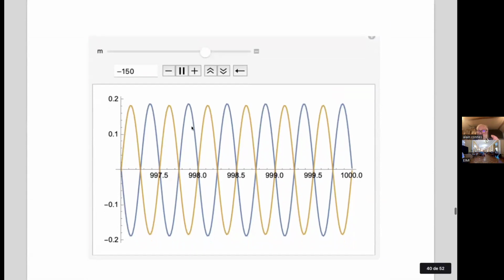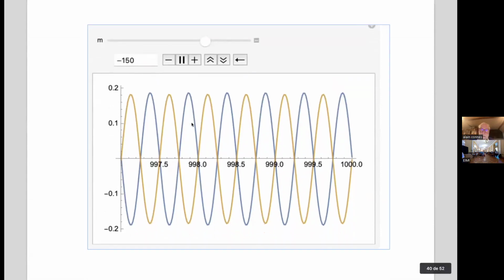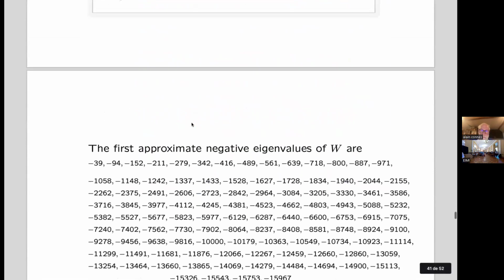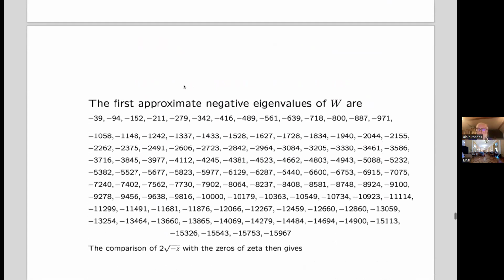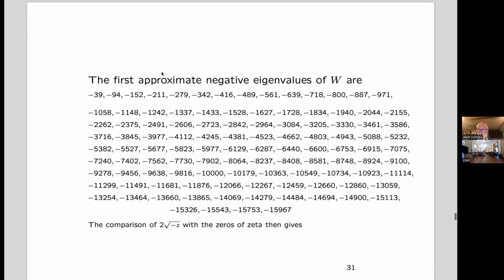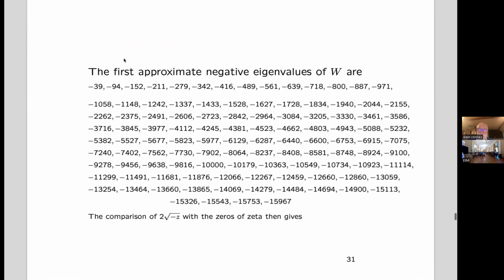So these eigenfunctions fulfill some interesting properties. I did that by hand with the computer, actually, and it took a long time to produce this list. You can imagine what it means to slide these things and to collect the values.